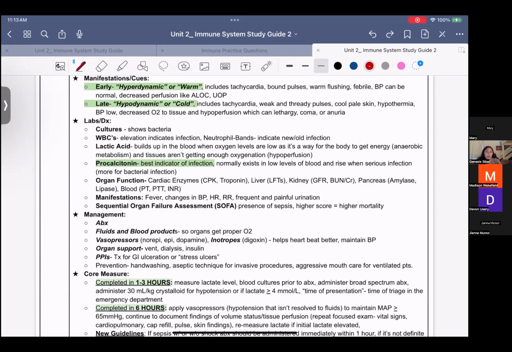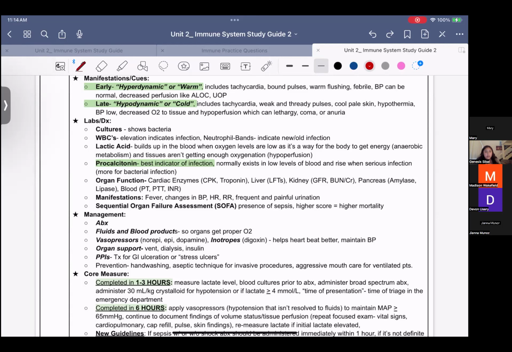So with late, hypodynamic or cold, I just think about it like cold. You're still going to have tachycardia. And I would just think about it like, regardless if it's late or early, your body and your heart is literally trying to circulate as much as it can that blood and those components to the rest of your organs. So your heart is going to be increasing its heart rate so it can try to do that. But you're going to have weak and thready pulses. You're going to have cool, pale skin, hypothermia. Your blood pressure still remains low. And again, you're still having decreased O2 to the tissue, so decreased perfusion.